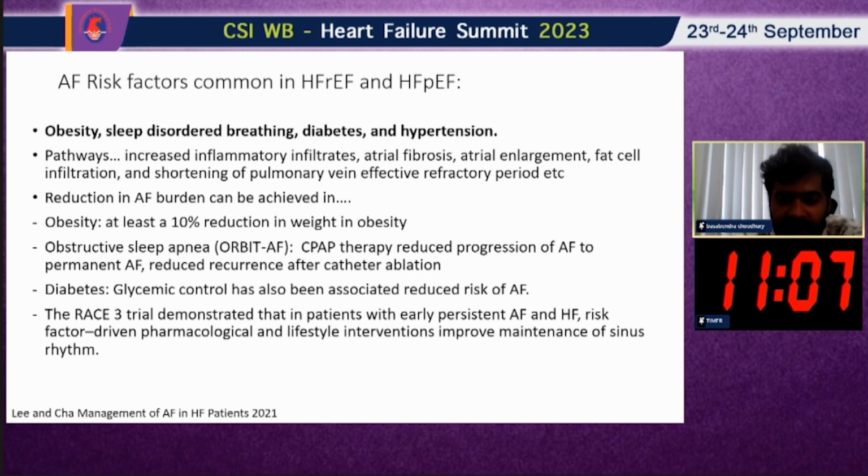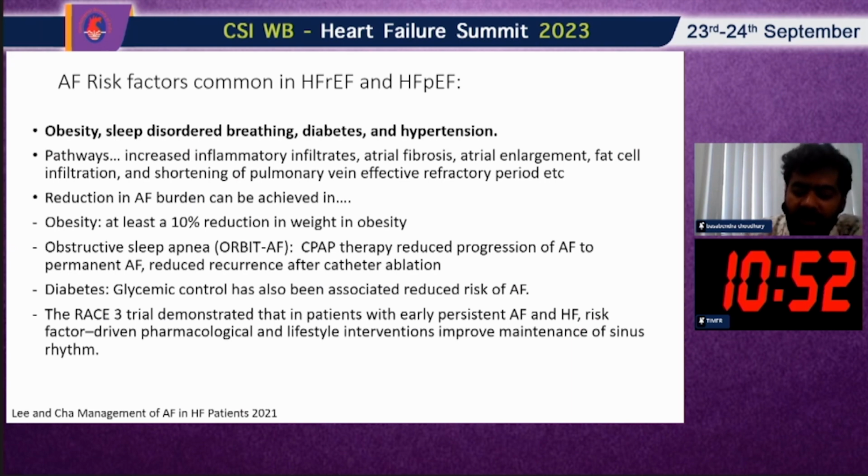Glycemic control will reduce the risk of AF, and the RACE-3 trial demonstrated that in patients with early persistent AF, if a factor-driven pharmacological and lifestyle intervention is given to control the underlying risk factors, then the AF burden will be much less.